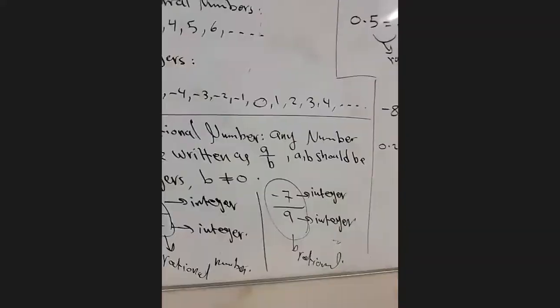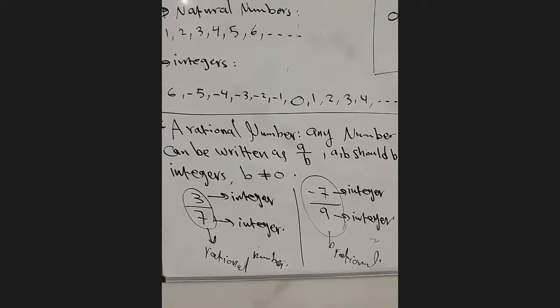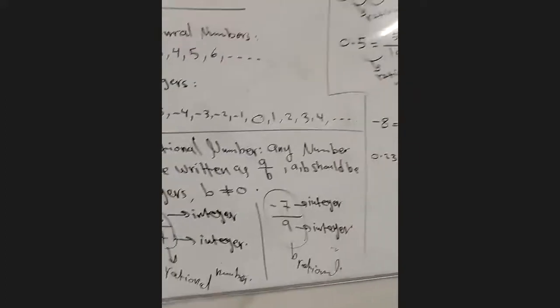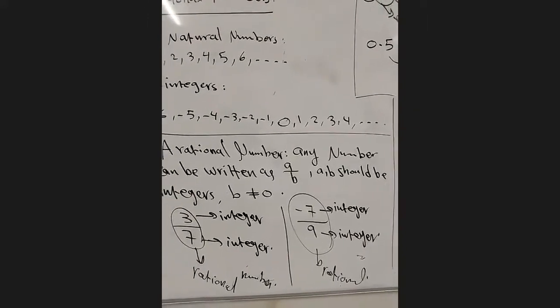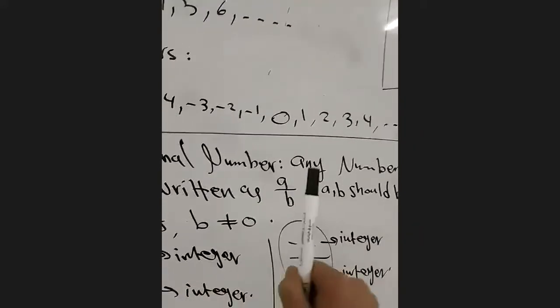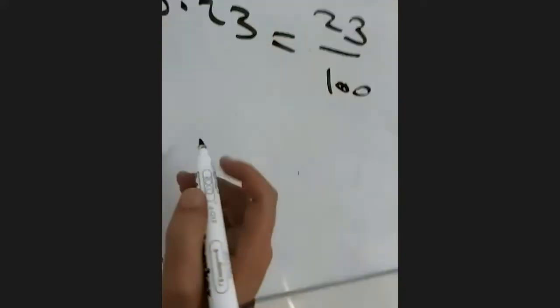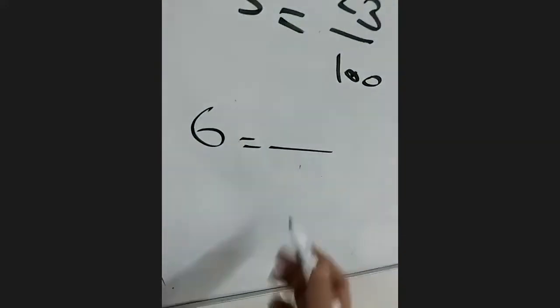I didn't understand the fraction part. Which fraction part? The part that a rational number can be written as A over B. Any number can be written as A over B. Look here, Muhammad. The number 6, can you make it as A over B?